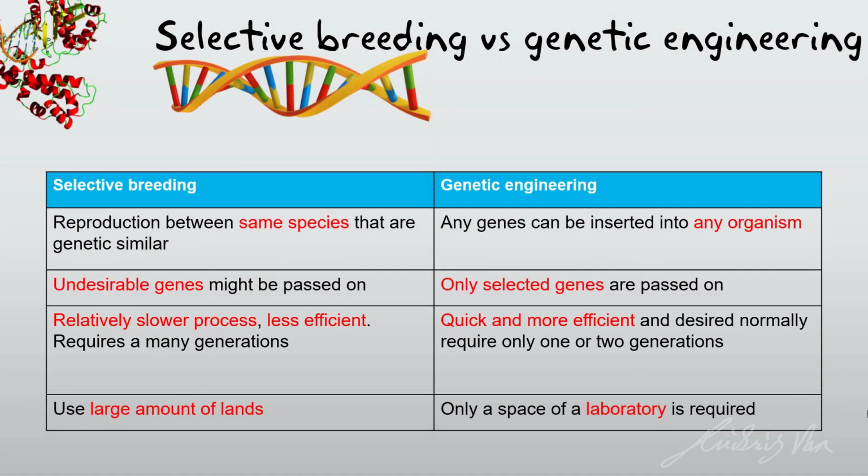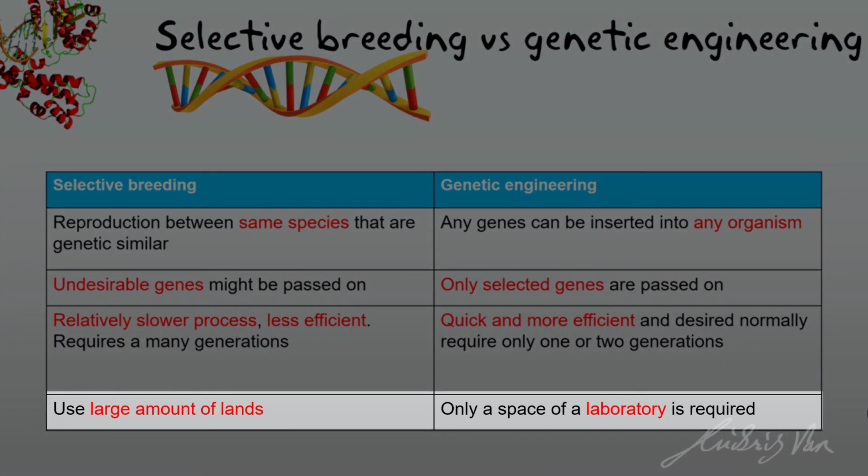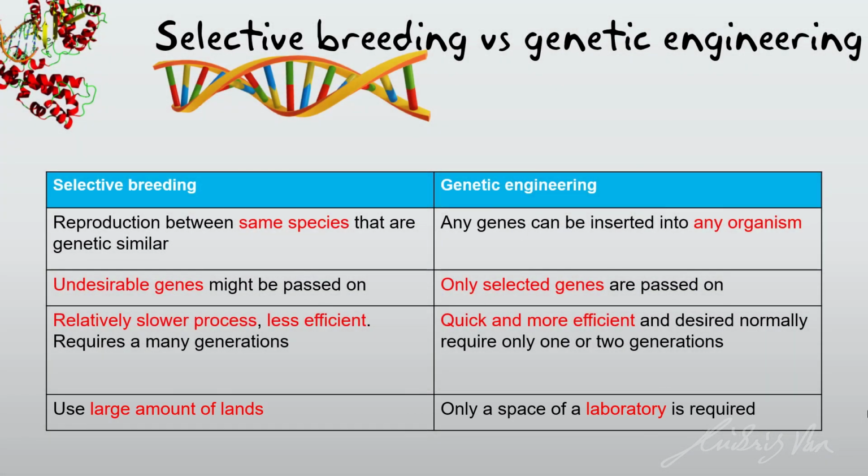And for selective breeding, because we need a lot of the animals or plants so that we can select those with the desirable traits that we want, we need a large amount of space. For genetic engineering, we can just do it in a lab. So the space required is a lot less than the space needed for selective breeding. And that will be all for the chapter of molecular genetics.